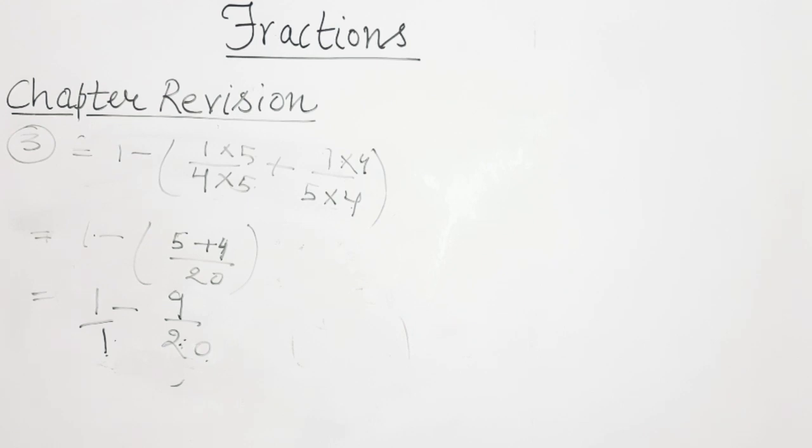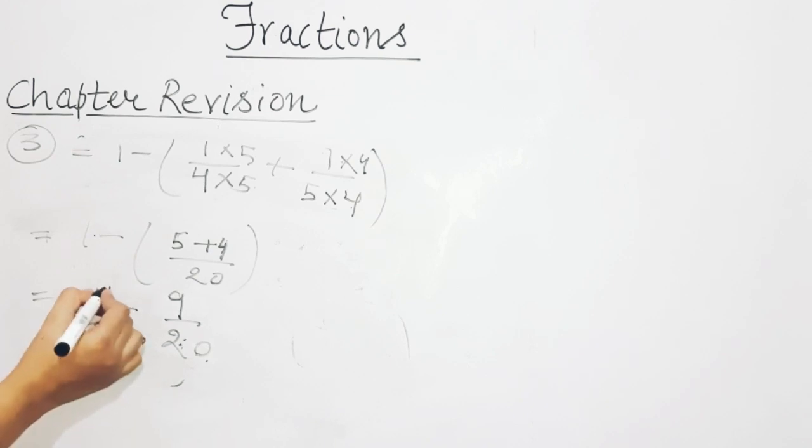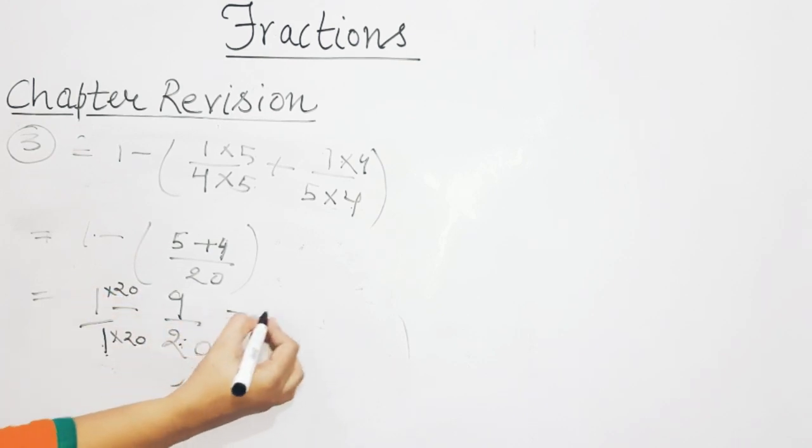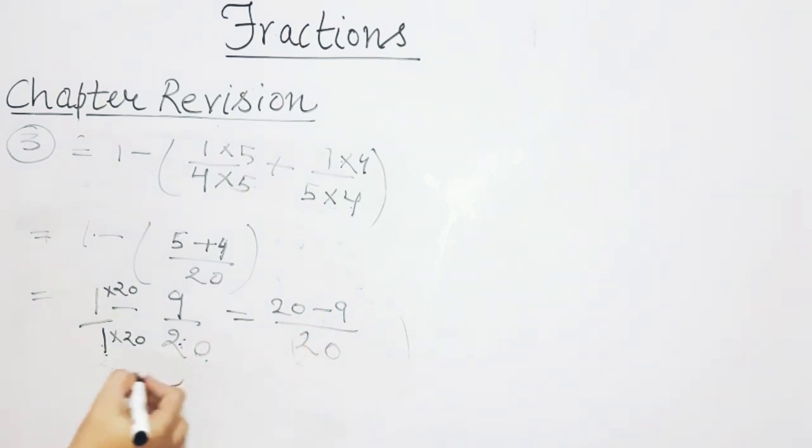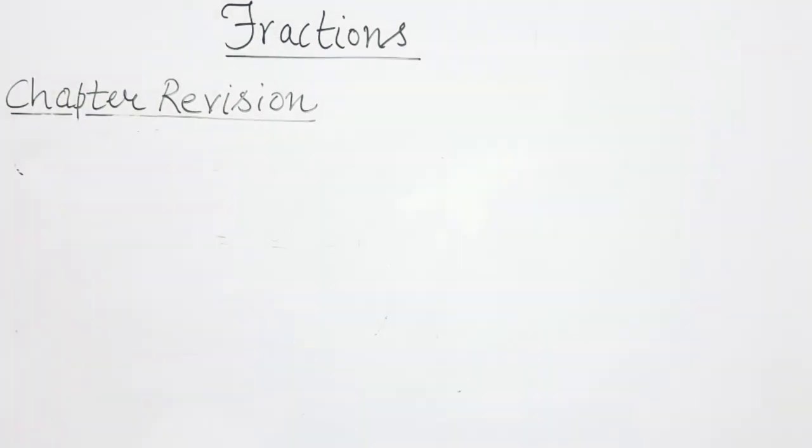So since the LCM of 1 and 20 is 20, तो आप 20 से मल्टीप्लाई कर दीजिए. So 20 minus 9 upon 20. What will be the answer? It is 11 upon 20.